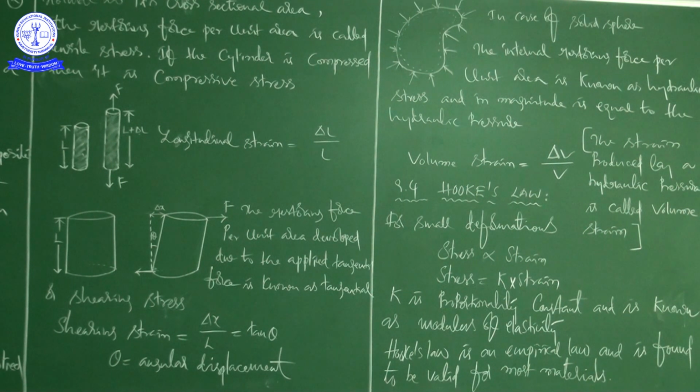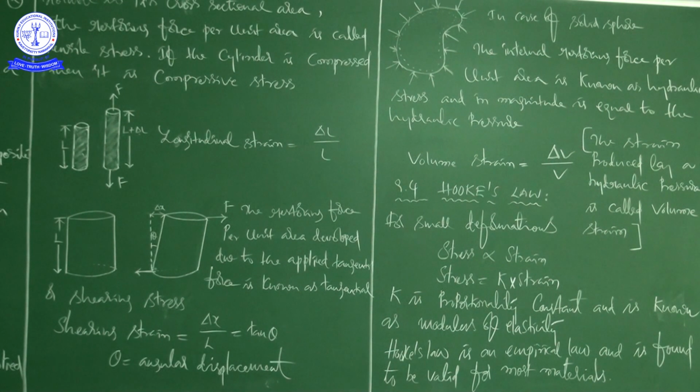So till now in 9.3 we discussed three different types of stress and three different types of strain. One is longitudinal stress and longitudinal strain. Second is shearing stress and shearing strain. Third is hydraulic stress and volume strain. You can also call it volume stress and volume strain sometimes.